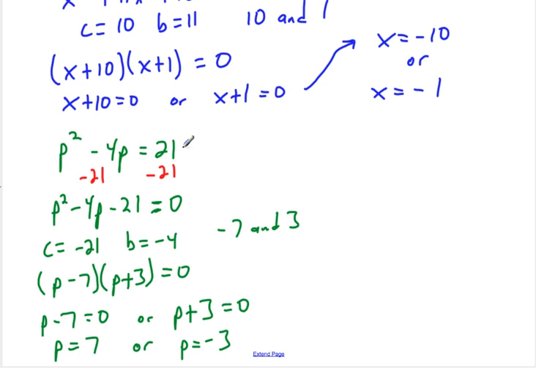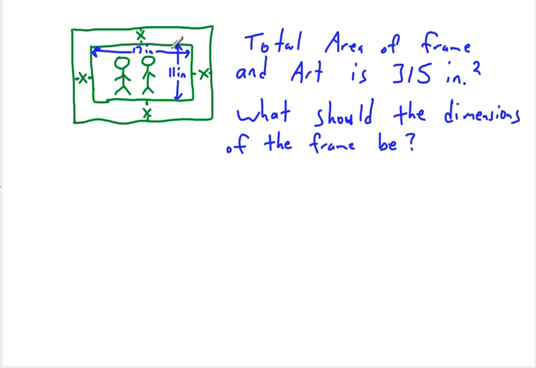All right, one last problem. Let's pretend that you made a beautiful piece of art in art downstairs, and you want to put a frame around it. You want the total area of the frame and the art to be 315 square inches. So this whole big rectangle, you want it to be 315 square inches. You just don't know how big the border is going to be, but you know that your painting is 17 by 11 inches. So how do we figure out how big this frame should be?